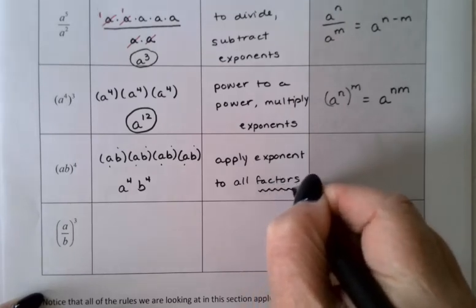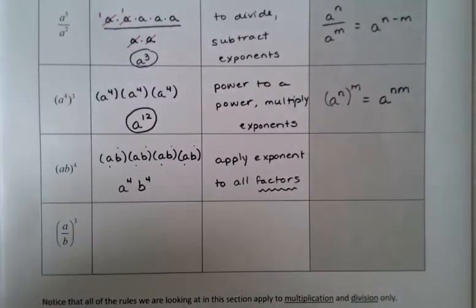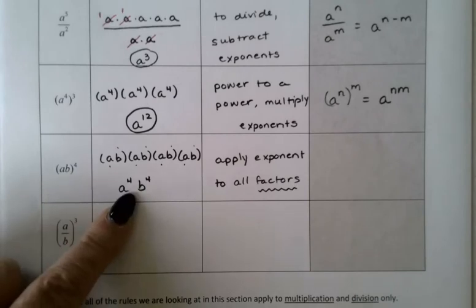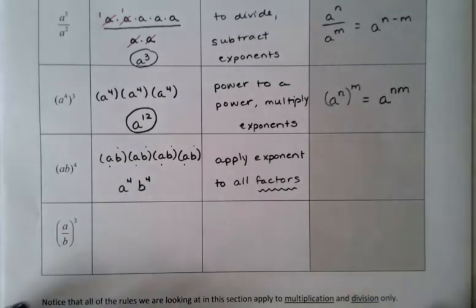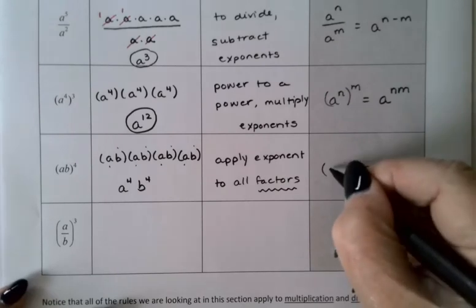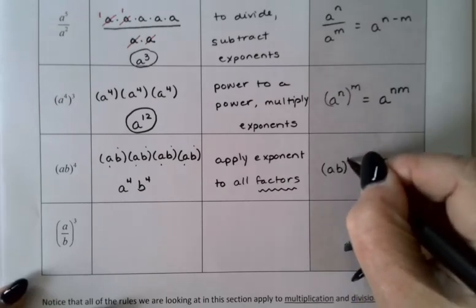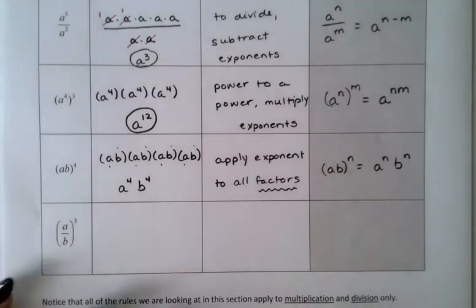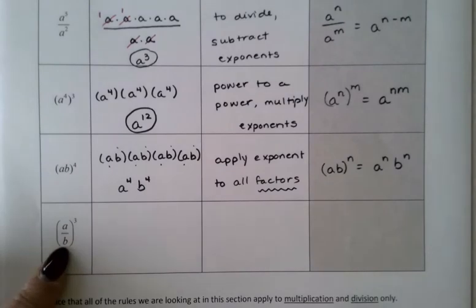I'm going to emphasize that word factors. That's really important. These can't be add-ins. They can't be subtracted. They must be factors in order for us to use this. If I do have some product in general, ab to the n power, that would be a to the n times b to the n. This works for division as well.